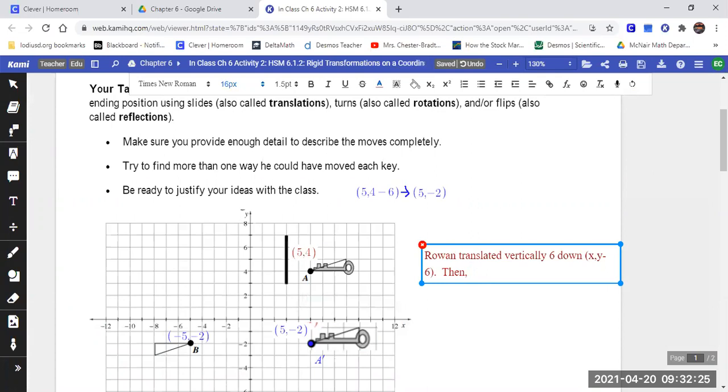Because remember, ultimately, we can use the reflection to get us a rotation. We found that out. We could slide first. We have options. So what options do we want to take?